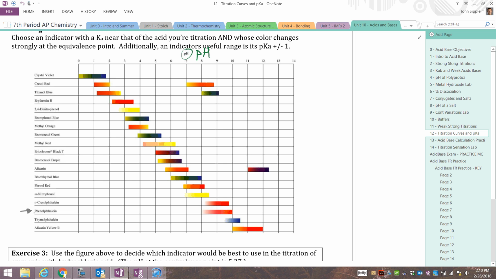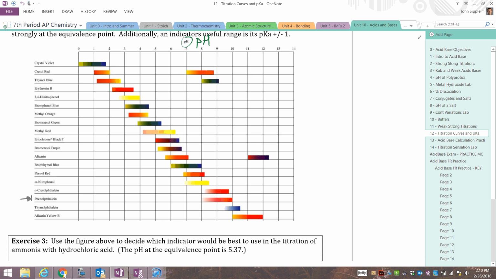All right? So, like here, if you look at that first question, they're like, all right, well, the pH is at an equivalence point of 5.37. All right, if that's the case, that's somewhere right around in here, right? Okay, so if it's at 5.37, we want to pick an indicator that's going to change color close to that pH, right? So if we look at those, we've got a couple of these.